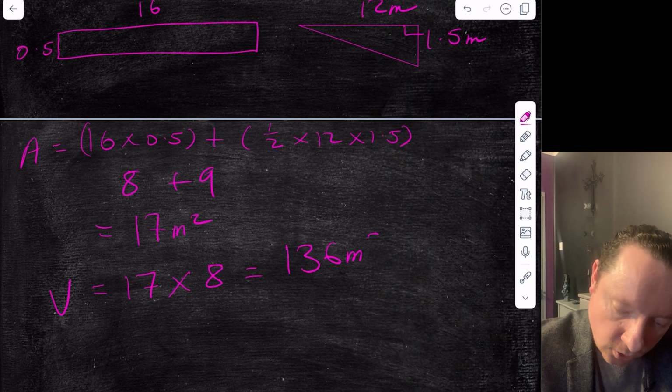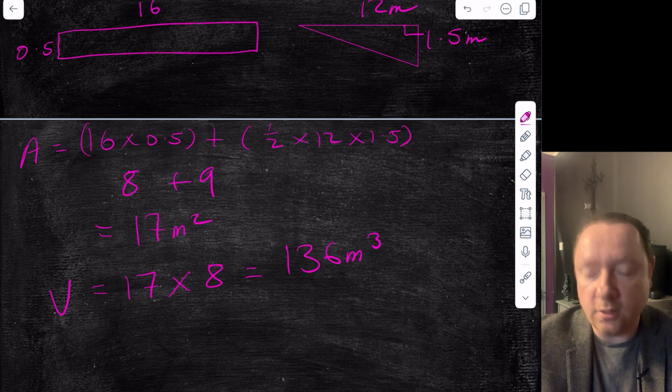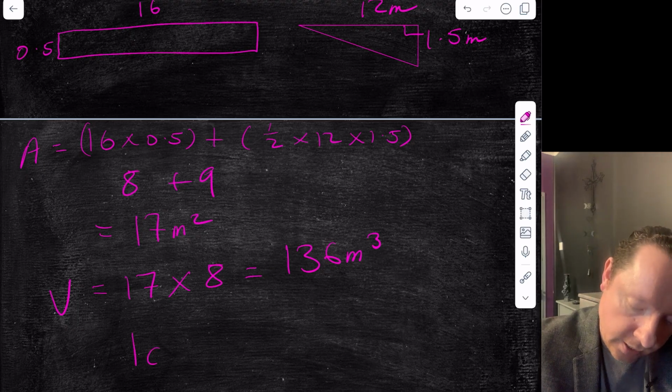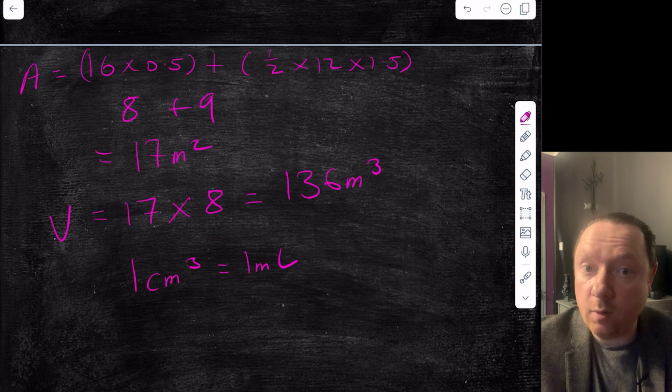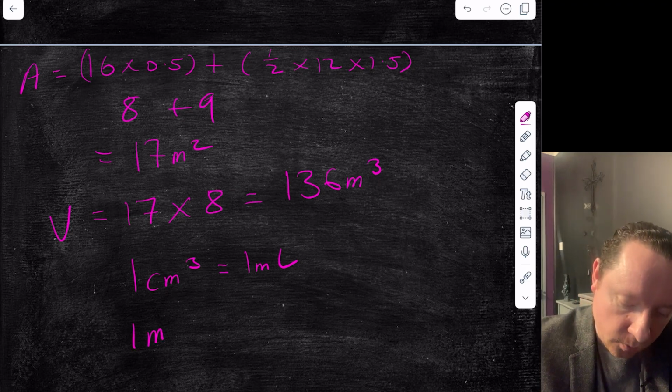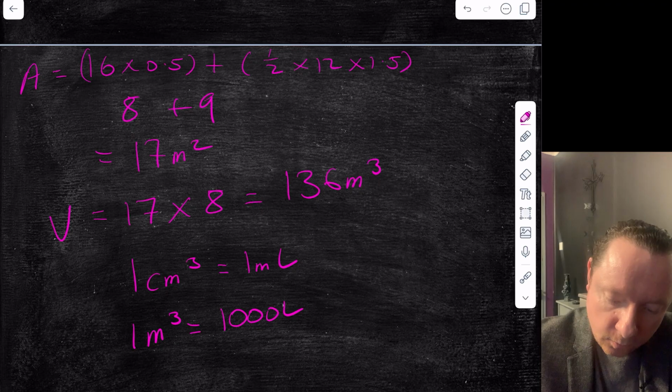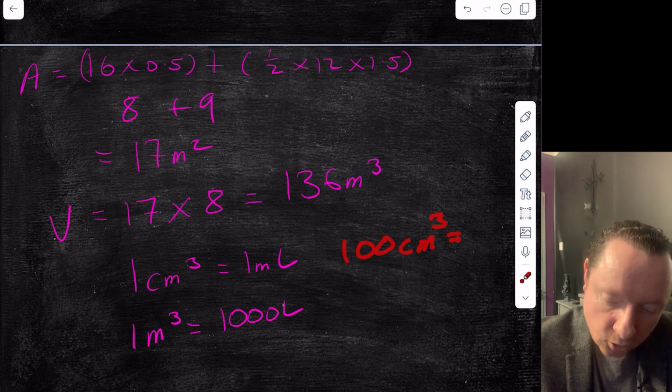But that's not litres. So there's a few conversions you need to know for National 5 apps. You need to know that 1 centimetre cubed is 1 millilitre. And it's worth knowing, but you can work this out yourself, that 1 metre cubed is 1,000 litres. Now, how could you get there yourself, you're wondering? Well, 1 centimetre cubed is 1 millilitre. So that means that 100 centimetre cubed equals 100 millilitres.